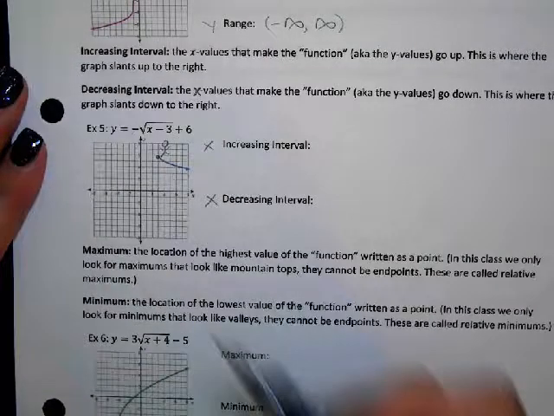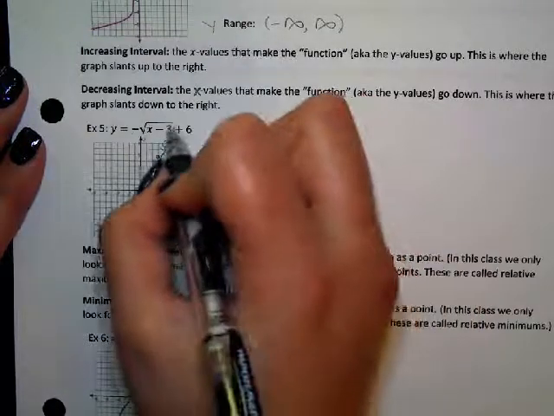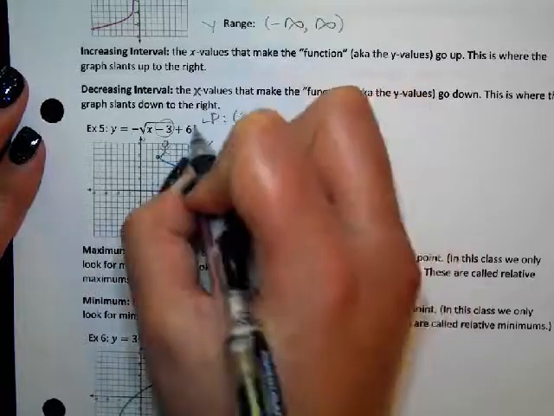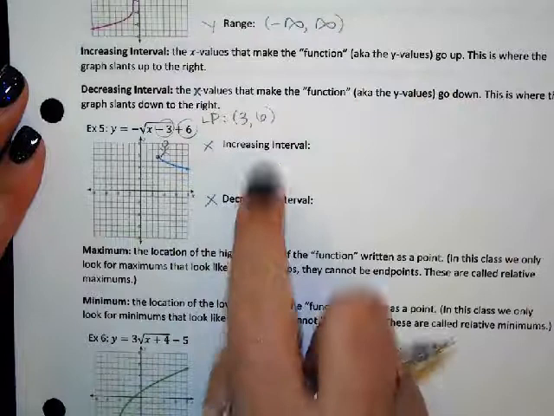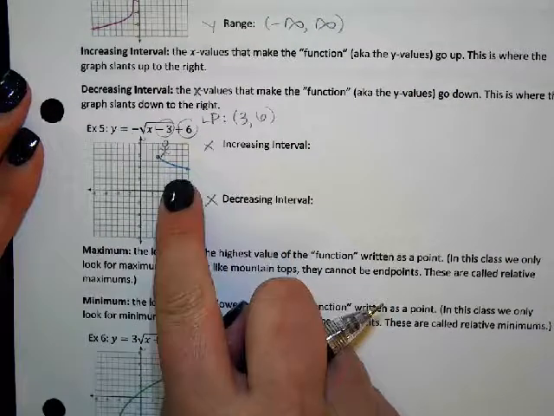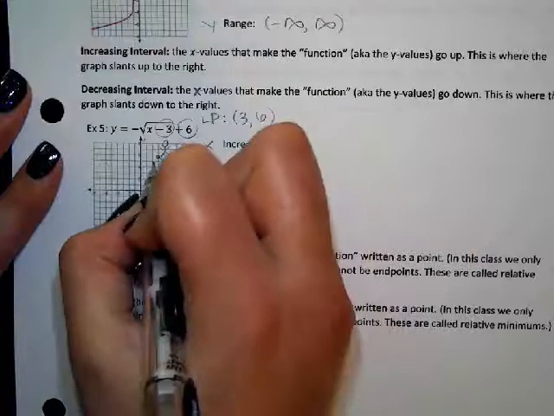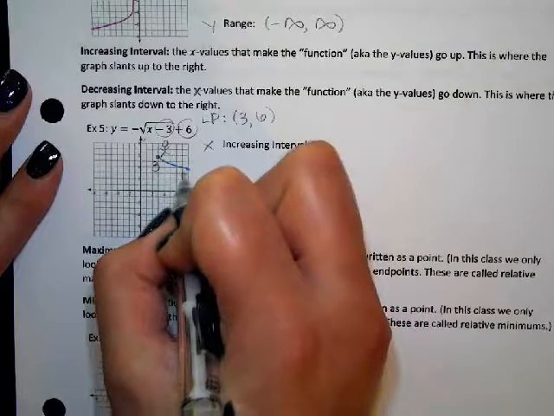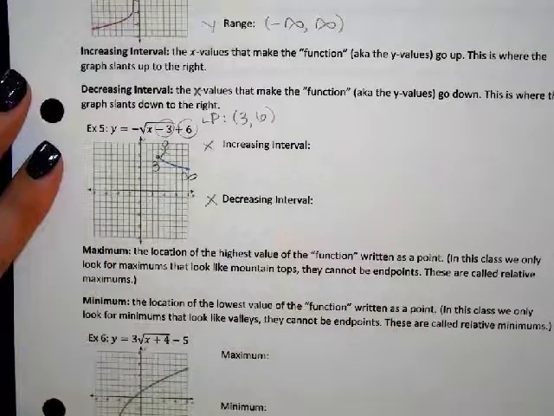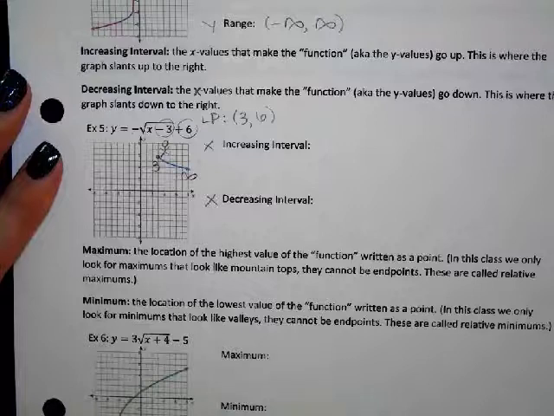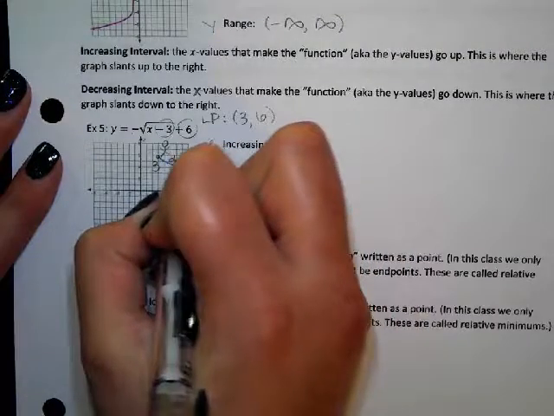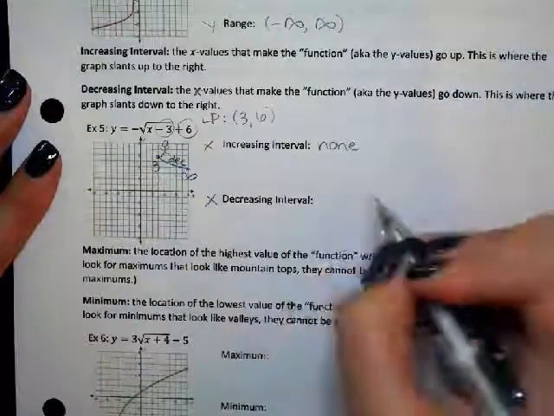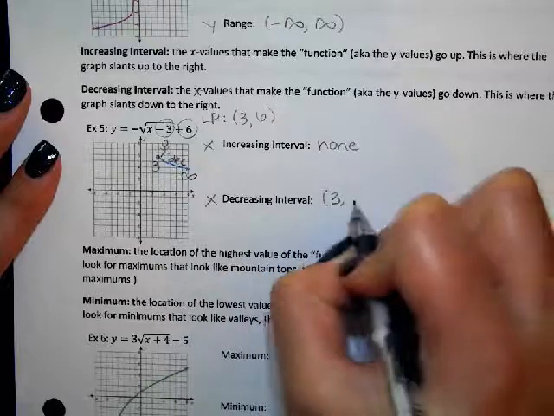The locator point for this problem is (3, 6). And since we are doing an increasing or decreasing interval, we are only using the x coordinates, which means we are only using 3. So 3, and then it's a right arrow. We're using x values. It's a right arrow, so that's a positive infinity. And if I think about what my stick figure is doing, he is walking downhill a little bit, so he is decreasing. So for increasing interval, I would write none. And for decreasing interval, I would write 3 to infinity.